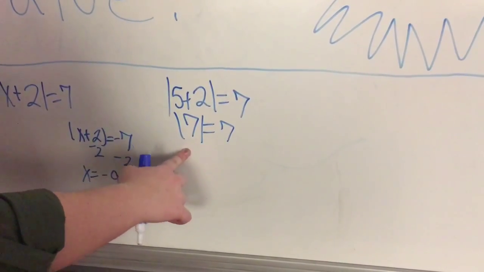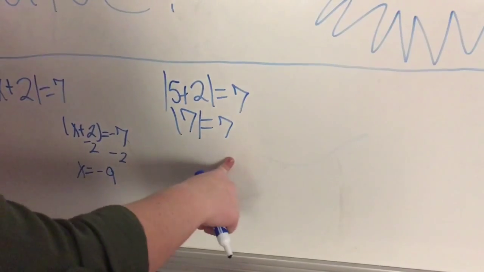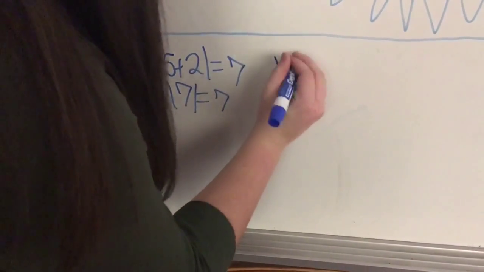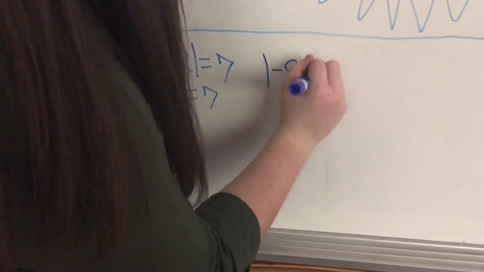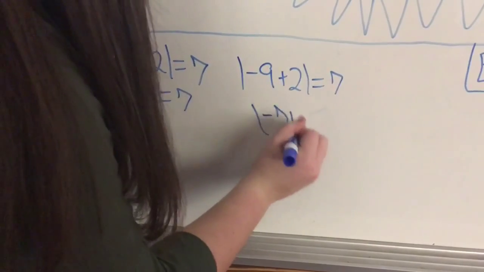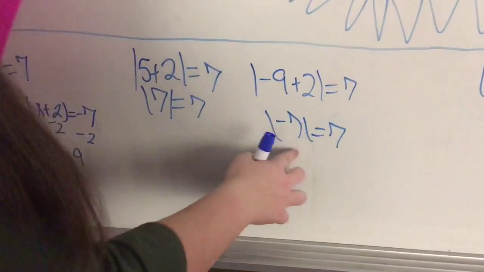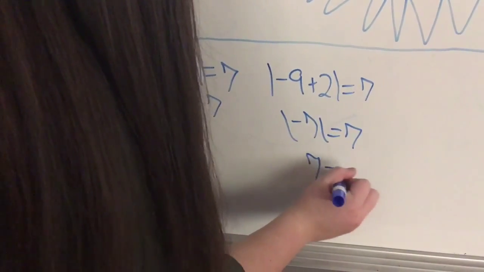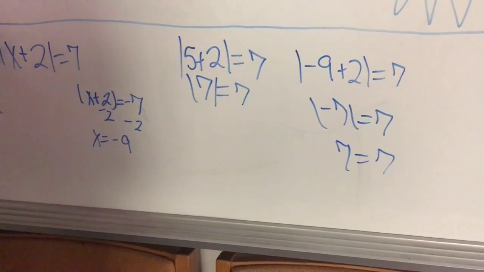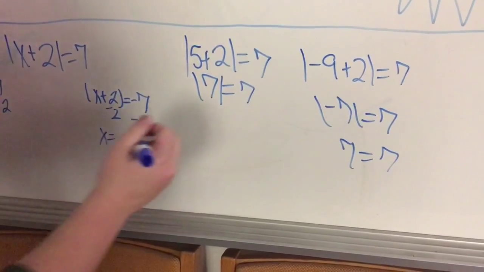The absolute value of 7, which is 7, is equal to 7. So the first x value is true. And the absolute value of negative 7 equals 7. That's equal to 7. So both of the x values are true. Since both solutions are true, you'd write your answer like this.